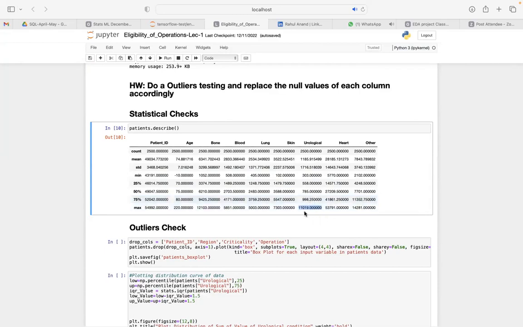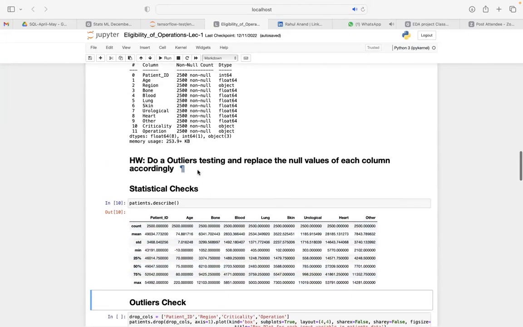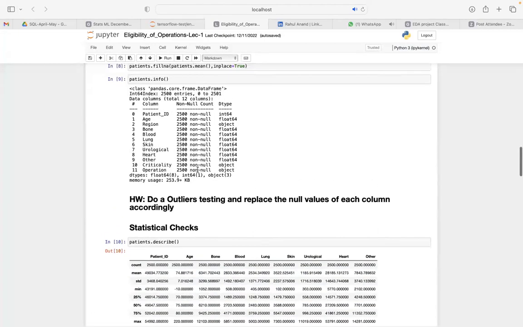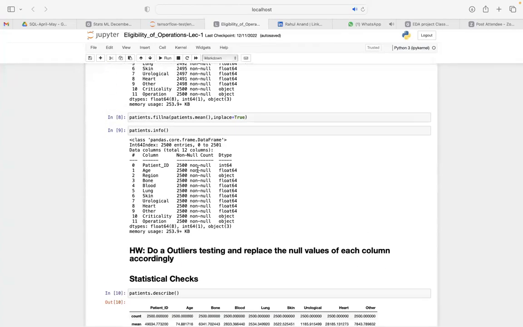And maybe there are multiple outliers present that we can check in the description box itself and get to know that, yeah, if we are to replace a null value, even if there are 3 rows or 30 rows, then mean cannot be a viable solution. That's why this homework is given to you, to do an outlier testing and then replace the null values of each column accordingly.